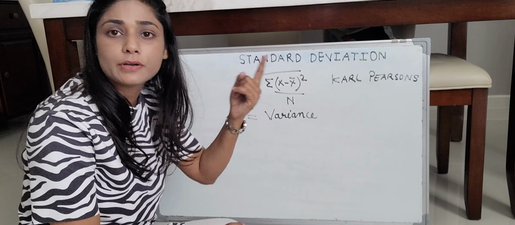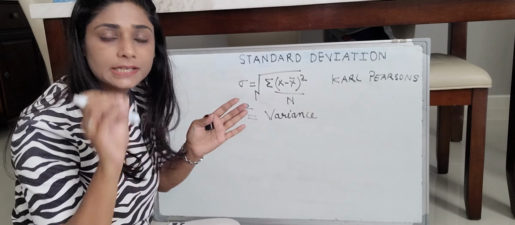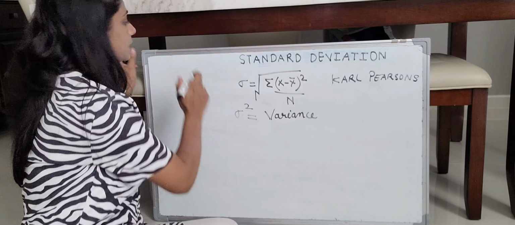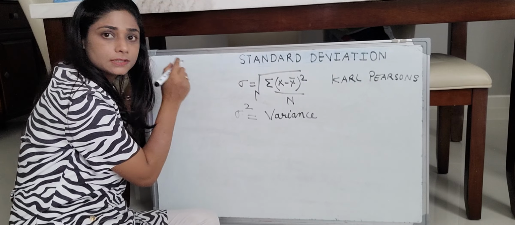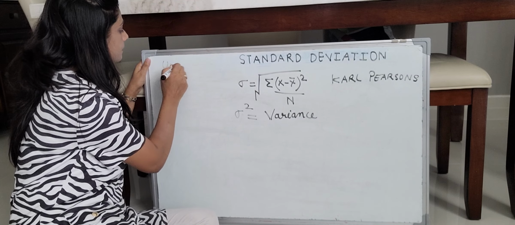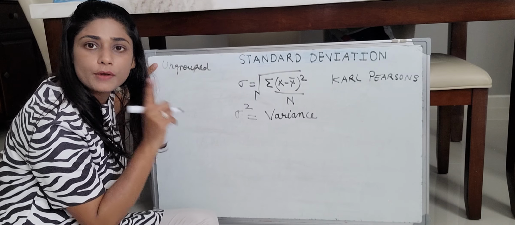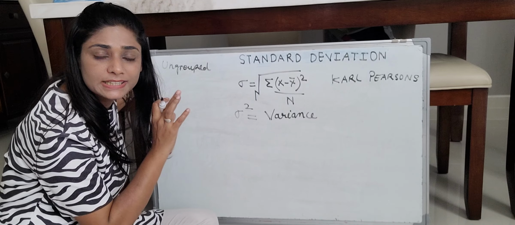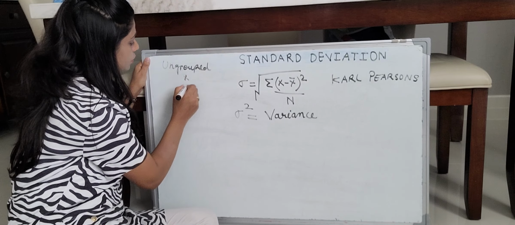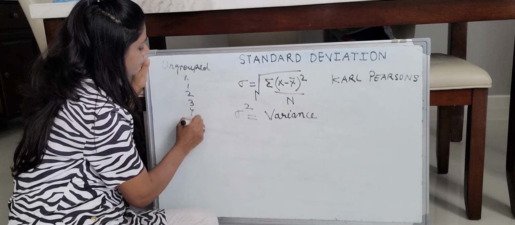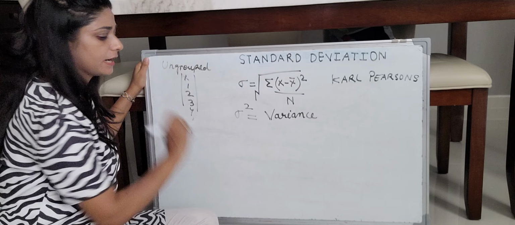I have uploaded one video about this topic. If you want to study in detail, you can go and check it. I'm just telling you in a short way. See, ungrouped data is where no frequency is given. Only observations will be given in the question, like 1, 2, 3, 4, and so on. This is called ungrouped data.